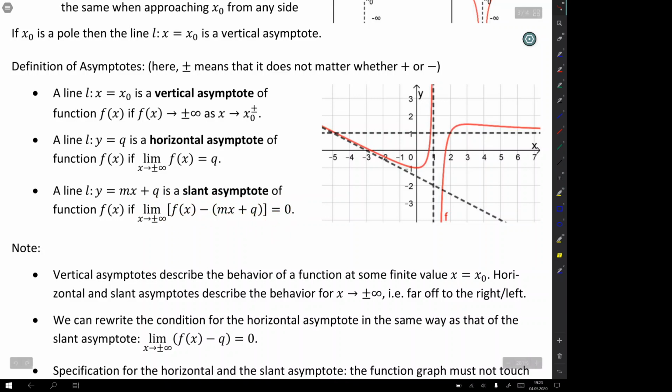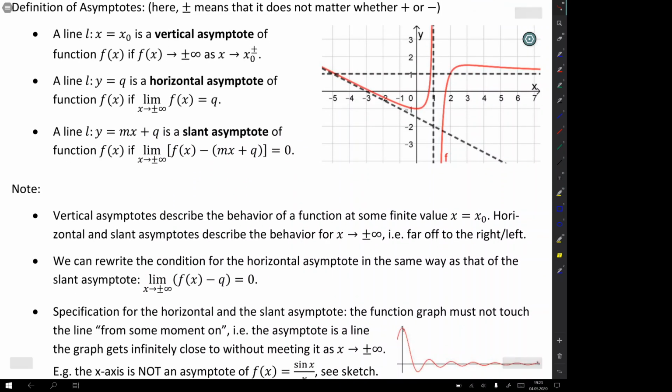What is important to understand is that vertical asymptotes describe the behavior at some finite value x0, somewhere in the center of the function. So here, wherever, at some finite point. While horizontal and slant asymptotes describe the behavior of the function as we go off with x towards plus or minus infinity.